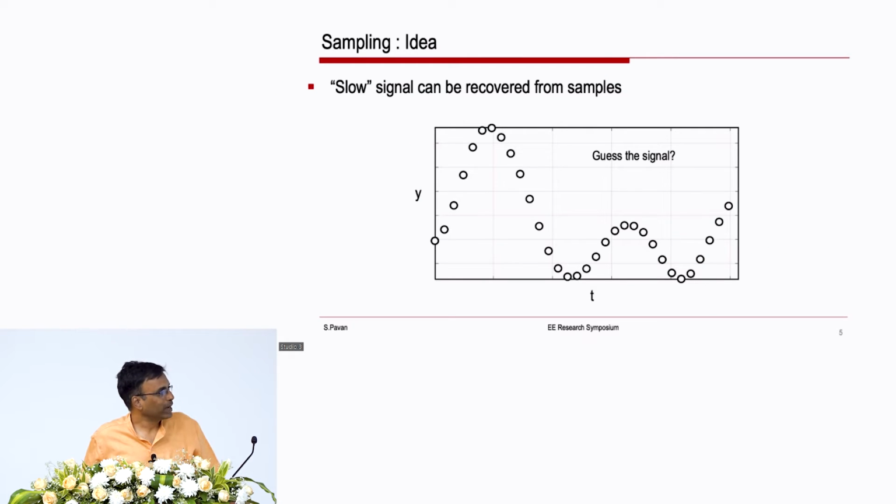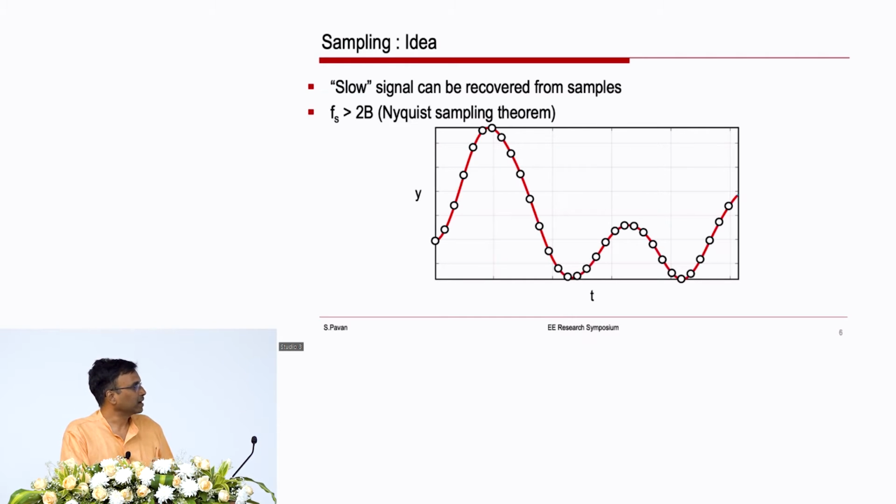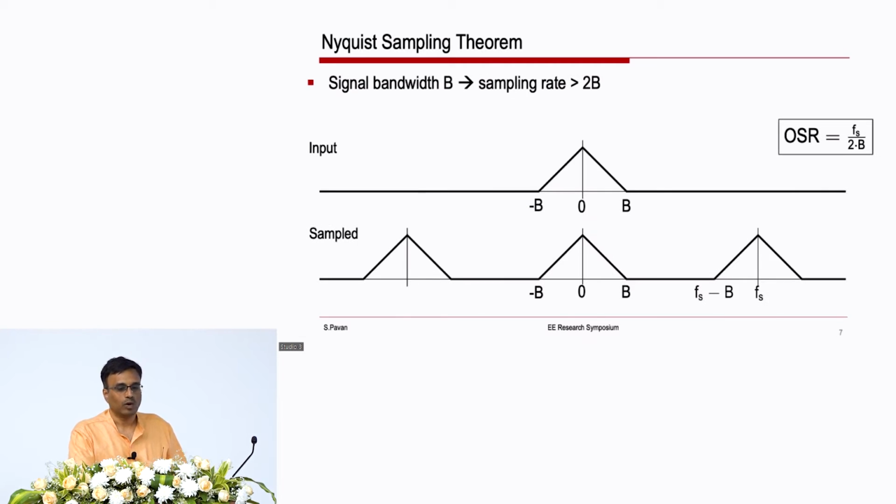So, a quick review of sampling. Well, the basic idea is that a slow signal can be recovered from its samples. It is straightforward to see that the continuous time signal that corresponds to these samples is the one shown in red. This is given mathematical form by the Nyquist sampling theorem, which states that the sampling rate must be greater than twice the signal bandwidth for us to be able to recover the signal from its samples. And all of you have seen this in your basic courses.